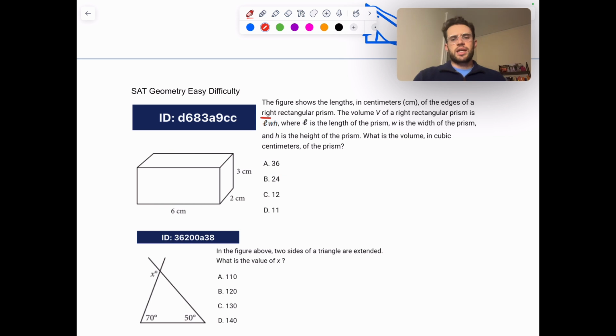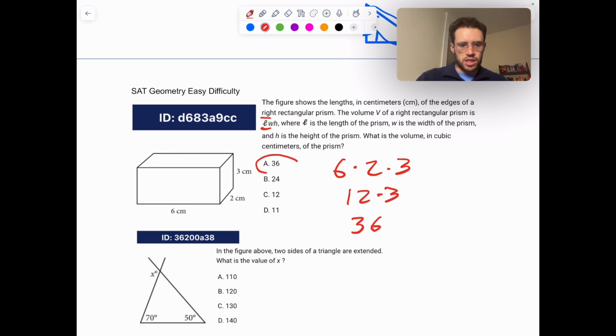Luckily, on the SAT, they limit it mostly to the kind of geometry that you'd see in a geometry class. So the figure shows the lengths in centimeters of this right rectangular prism. The volume V of a right rectangular prism is length times width times height, so they even gave us the formula, where L is the length of the prism, W is the width, and H is the height. What is the volume in cubic centimeters of the prism? They gave us the length, the width, and the height, and the formula, so all you have to do is plug it in correctly. So we get 6 times 2 times 3. 6 times 2 is 12. 12 times 3 gives us 36. So 36, or actually cubic centimeters. 36 cubic centimeters would be our volume.